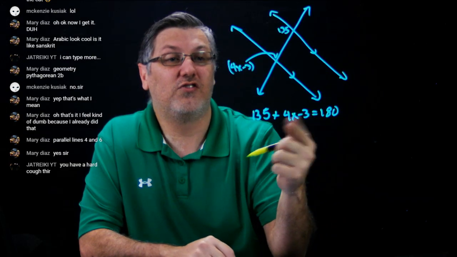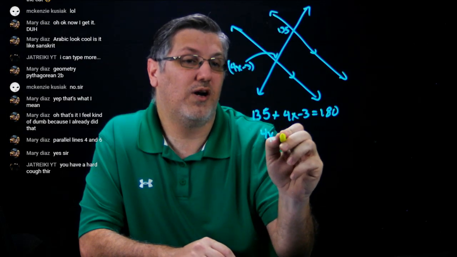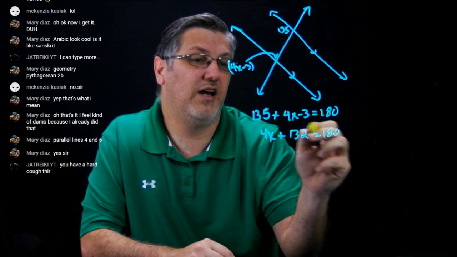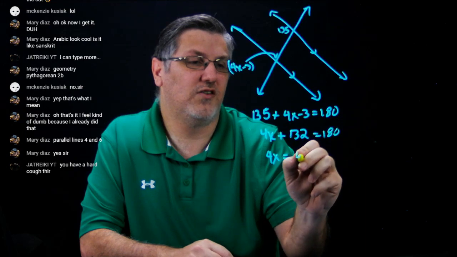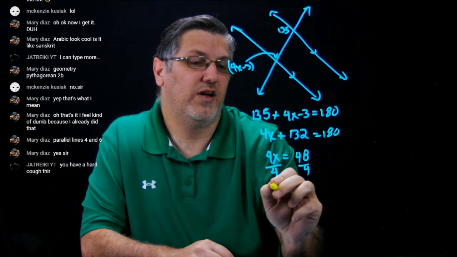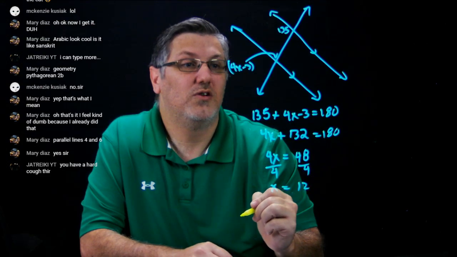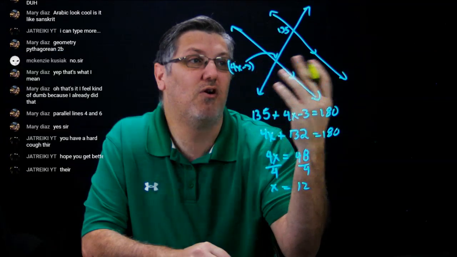From there, this is just an algebra problem. We clean it up: 4x plus 132 equals 180. 4x equals, what does that become? 48. Divide by 4. X equals 12. Done. So this is just knowing the relationships between lines, whether they are parallel or perpendicular.